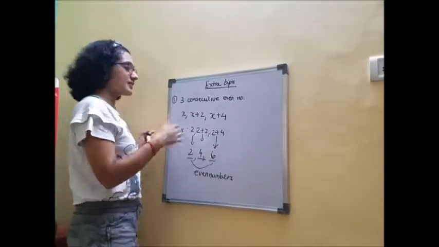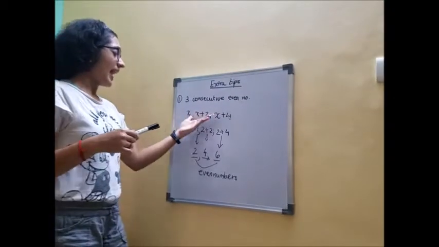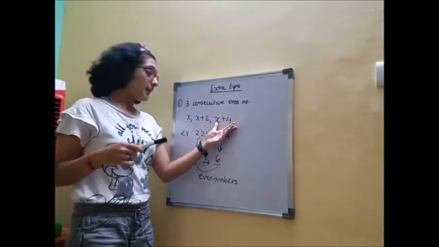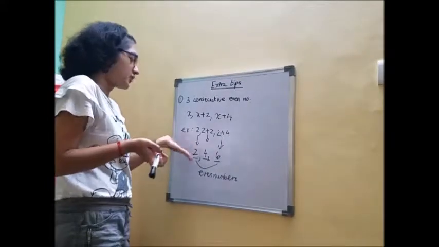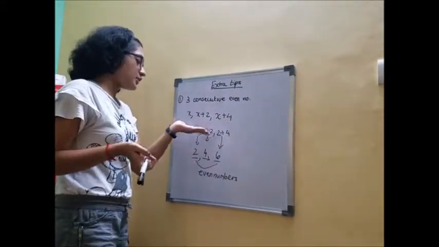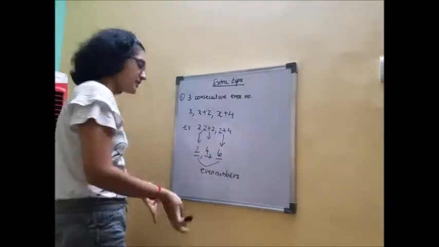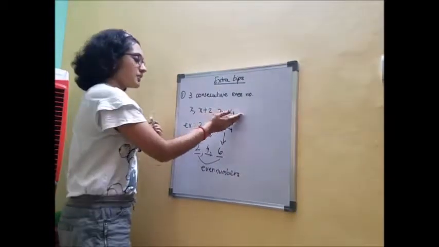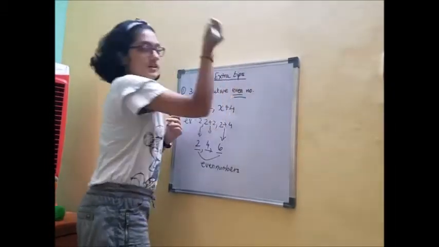For example, if they ask to find 3 consecutive even numbers, make it x, x plus 2 and x plus 4. Because as you see in this example, I took 2 as my first number, and 2 plus 2 is 4 and 2 plus 4 is 6. 2, 4, and 6 are consecutive even numbers. So that's why you have to use this kind of formula when they say consecutive even numbers.